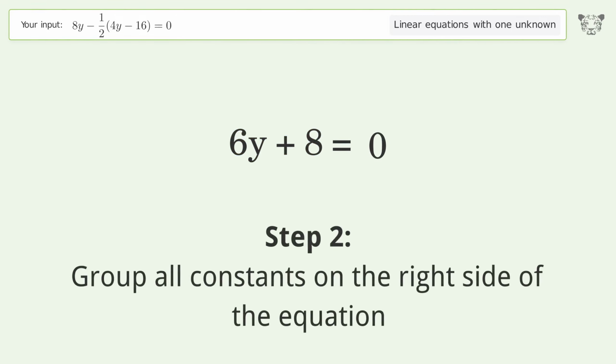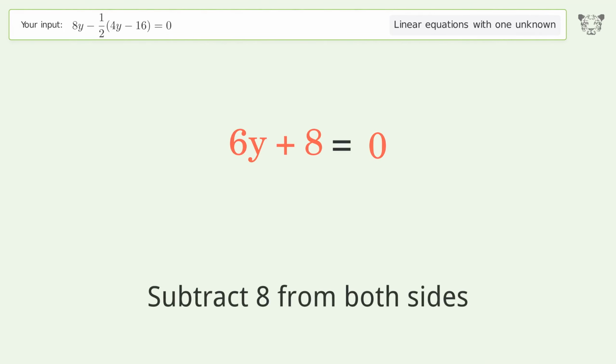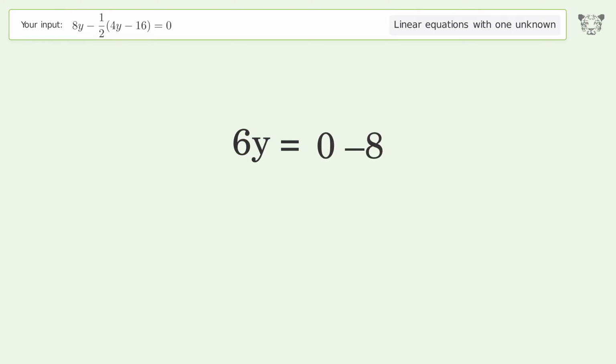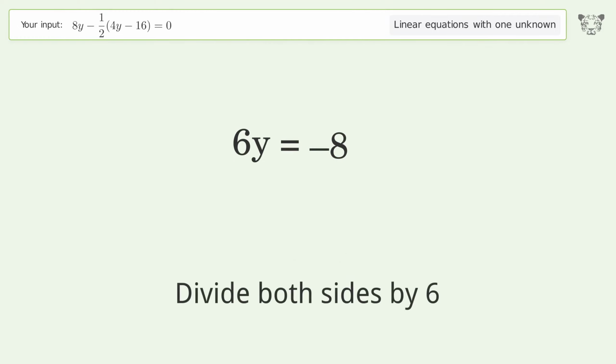Group all constants on the right side of the equation. Subtract 8 from both sides. Simplify the arithmetic. Isolate the y. Divide both sides by 6.